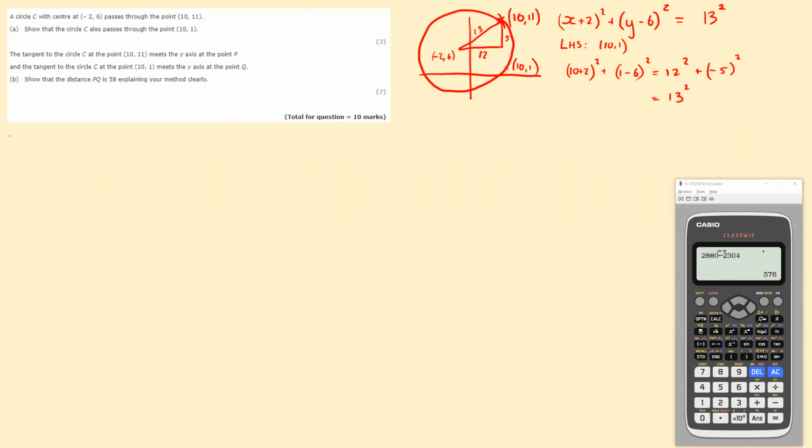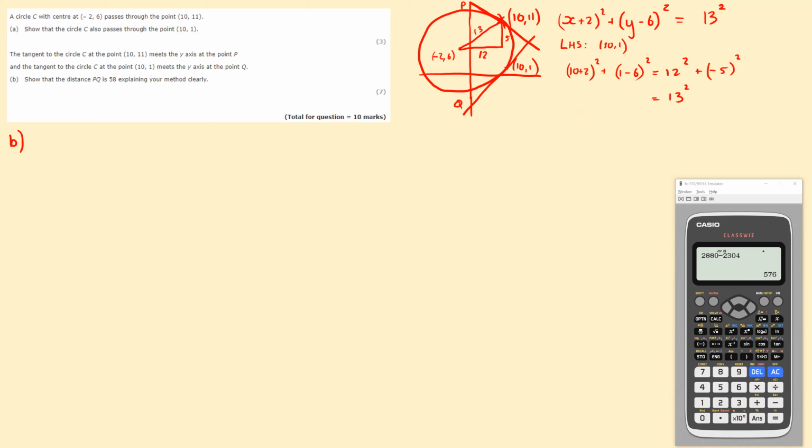On to part B. The tangent to the circle at the point (10, 11). Oh, I can't quite draw this. Let's just imagine it's going to touch it up there and come down. And the tangent at this point just down here. So this one's P right at the top, and this is Q down here. We want to find the distance from P to Q. We want to show it's 58, and it says to explain everything carefully.